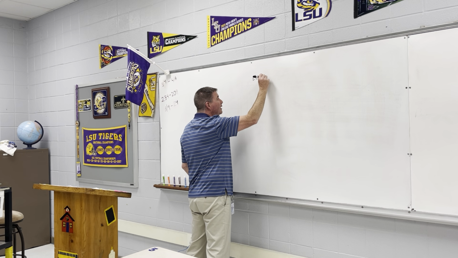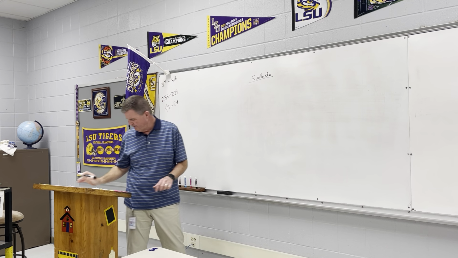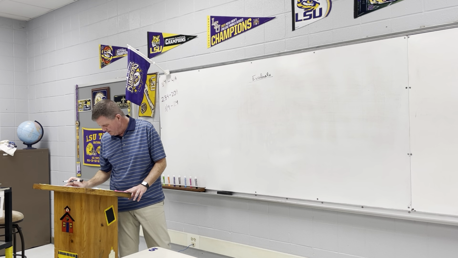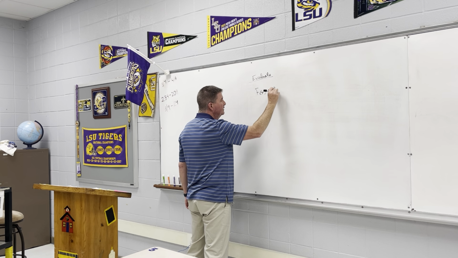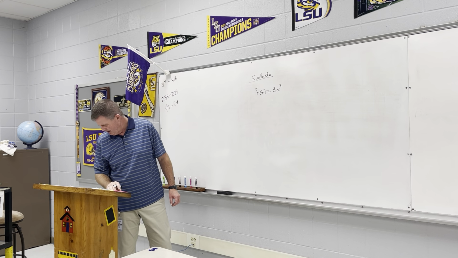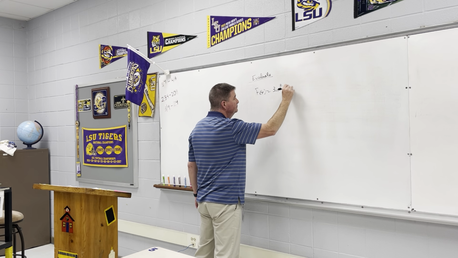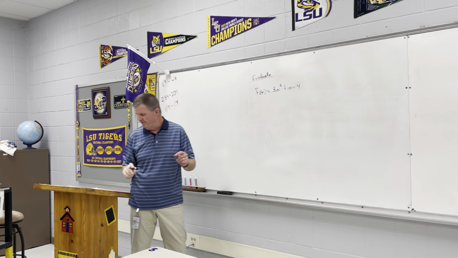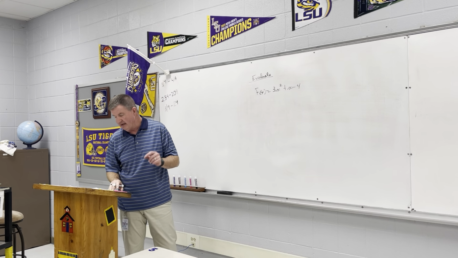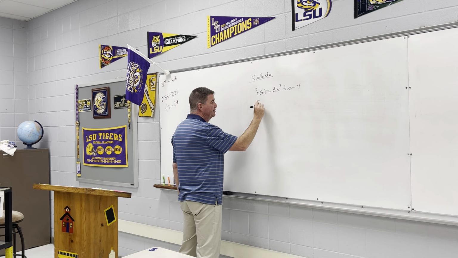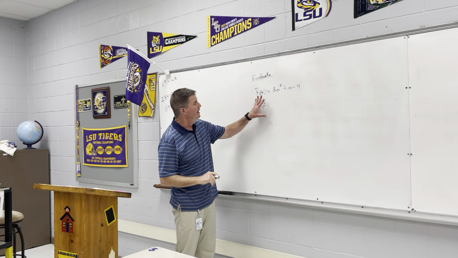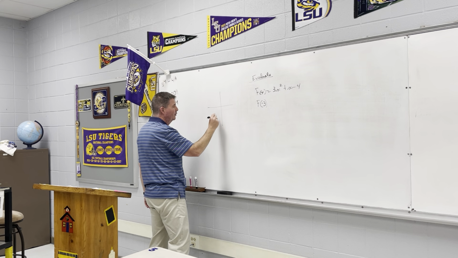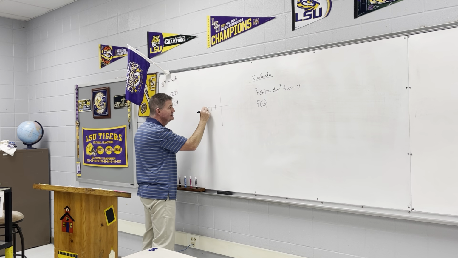Okay, in the next example, we're going to evaluate. They're giving us a function, f of x is equal to 3x squared plus x minus 4. And they want us to evaluate, meaning find the value when x equals negative 3. In order to do this, we write it as f of negative 3. That means we're evaluating where this function is when x is negative 3.